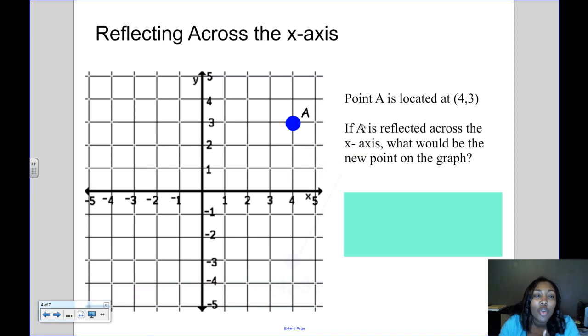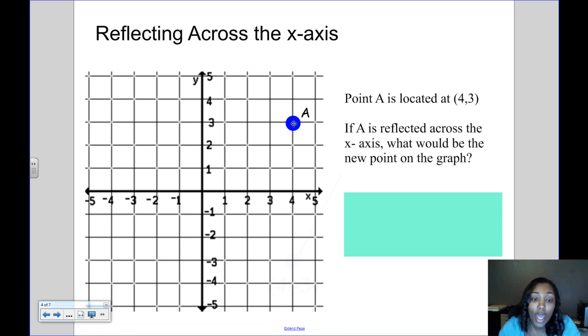So let's look at how you reflect something across the x-axis. So right now we have point A, and point A is located at 4, 3. So it's 4 in the x and 3 in the y. And we want to know if A is reflected across the x-axis, where would the new point be on the graph? Well, first we have to locate where the x-axis is. Well, that is the line that is going horizontal. So this is our x-axis.